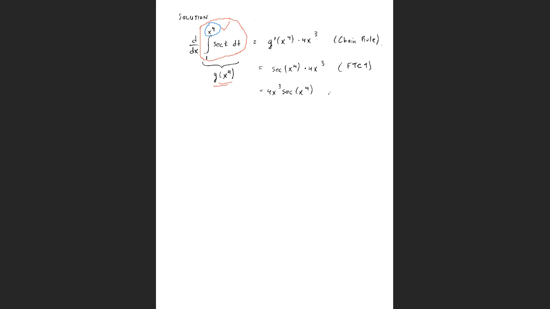And I want to take then the derivative of g of x to the fourth. Well, by the chain rule, that would just be g prime of x to the fourth times then the derivative of x to the fourth, which is 4x cubed. That's the chain rule. But then by the fundamental theorem of calculus, g prime of x to the fourth is just secant of x to the fourth. And so your final answer is 4x cubed times the secant of x to the fourth.